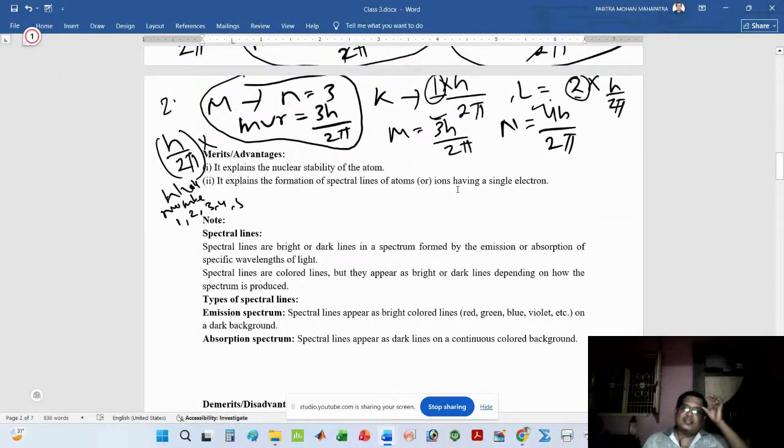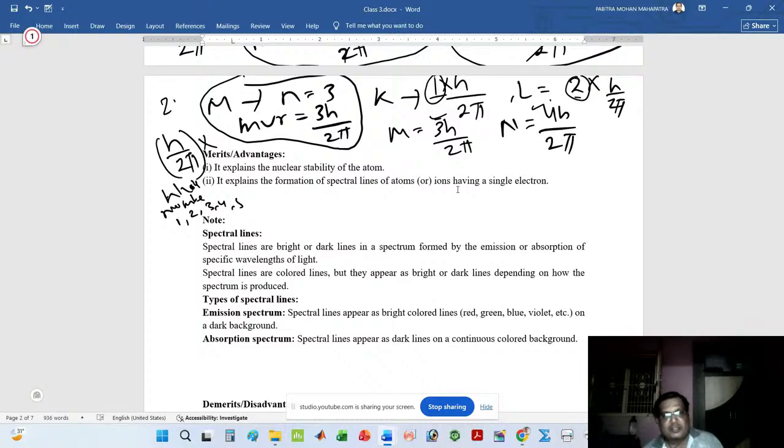Look at that. Here, Niels Bohr said that electrons are revolving around the nucleus. Protons are present at the center. The electron will not change its energy unless it shifts from one energy level to another. That means the radius is fixed, the energy is fixed, so the arrangement is stable. That means the atom is stable. So here we can say what the merits or advantages of the Bohr atomic model are.